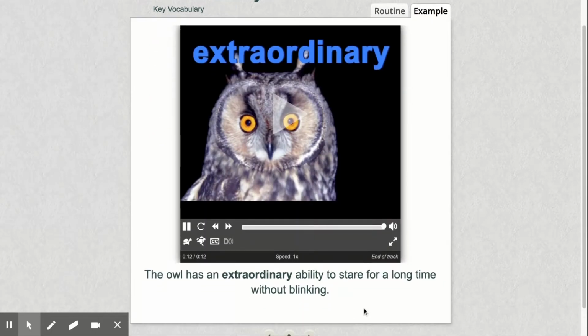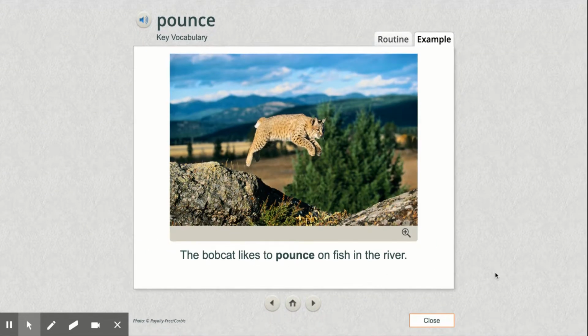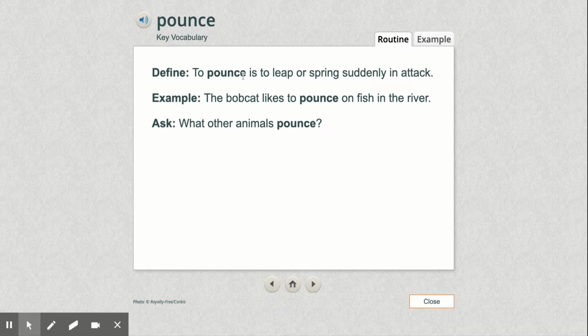Okay, let's look at our next word. Our next word is pounce. You can see here, this bobcat is pouncing on the fish in the river. Pounce means to jump on something. It's to leap or spring suddenly and attack. If you've ever seen videos of big cats in Africa that are hunting, like lions or tigers, they always get down real low and they pounce. Sometimes my dog Mac gets down real low and he pounces at the tennis ball. He thinks he's a lion, I think, sometimes. You can think about other animals that pounce, like lions and tigers. Most of the time, predators pounce on their prey, using those other vocab words.